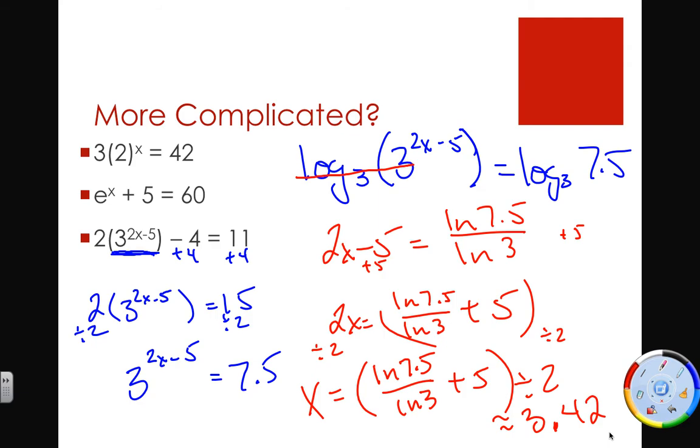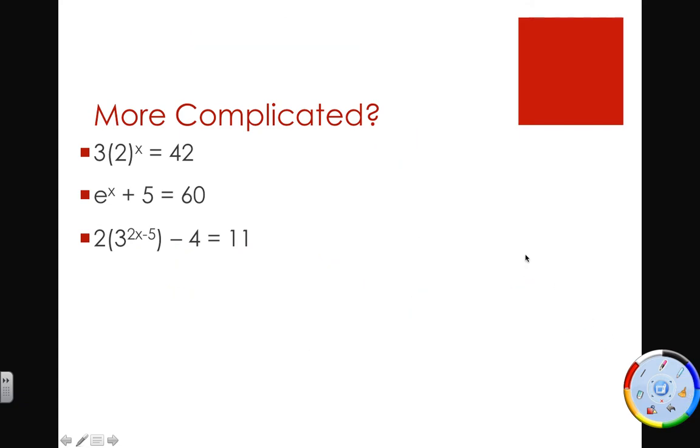And I could plug that into my calculator. I'm going to do a quick check. I'm going to come up here and say it's actually 2 times 3 to the power of 2 times answer minus 5, minus 4. Do a really quick check. 3 to the power of 2 times answer minus 5, minus 4. Oh, look, I got 11. That's good, because that's what I wanted in the first place. All right, moving on. One more.